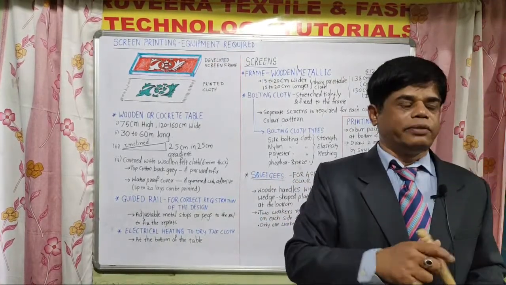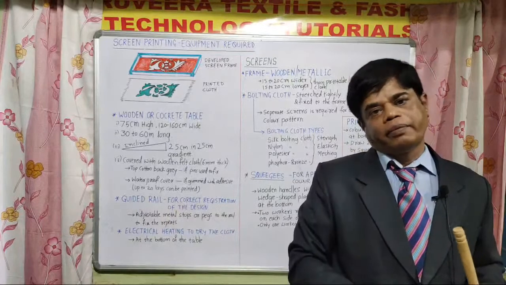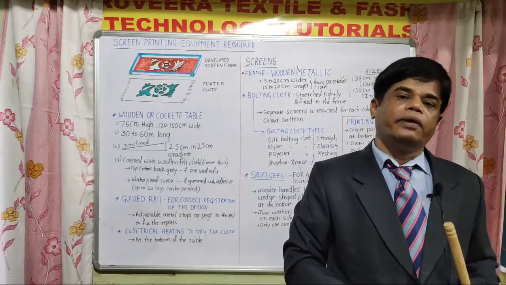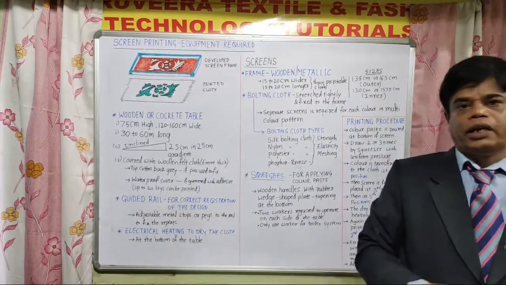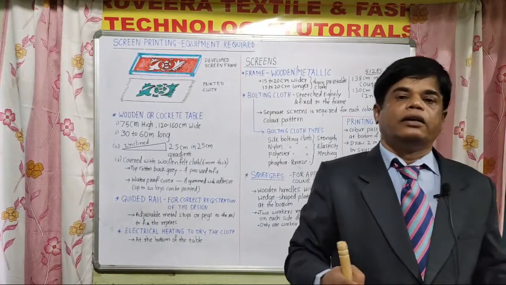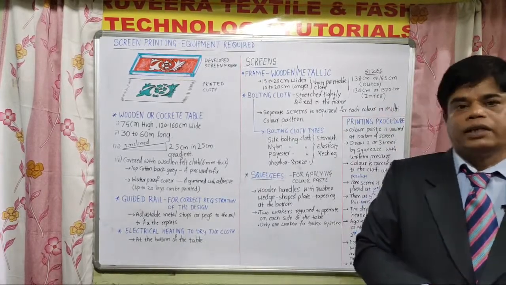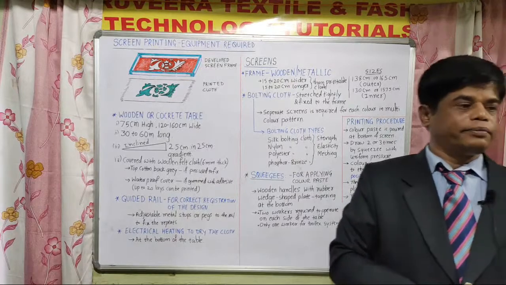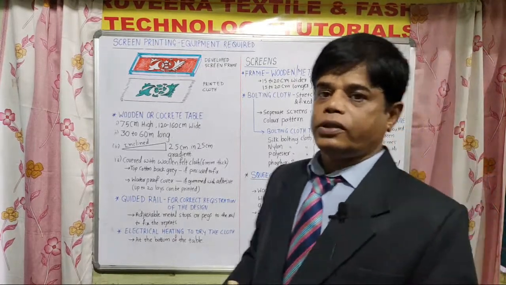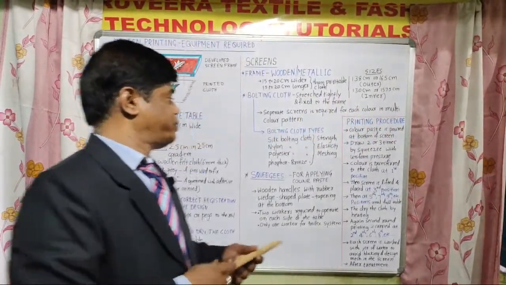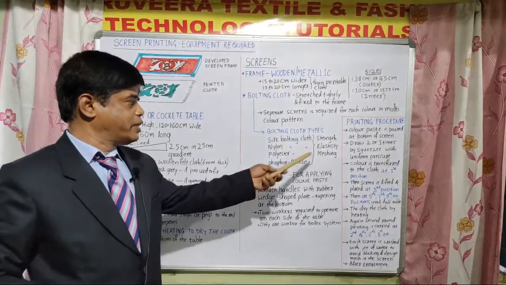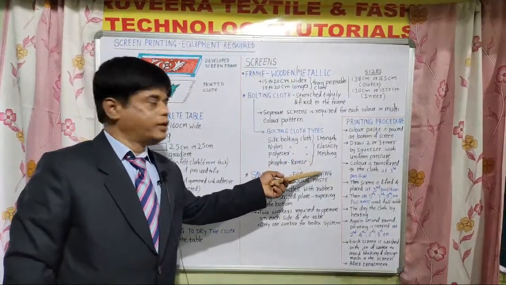Mesh means it should pass the color particles. It should pass the liquid color through. If it is tightly woven, then it is difficult for the colors to enter. So friends, bolting cloth should have strength, should be elastic in nature, and should be meshing in nature.